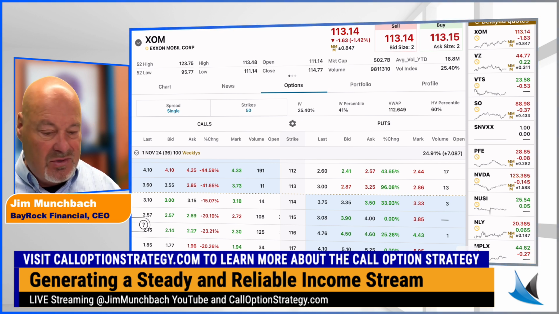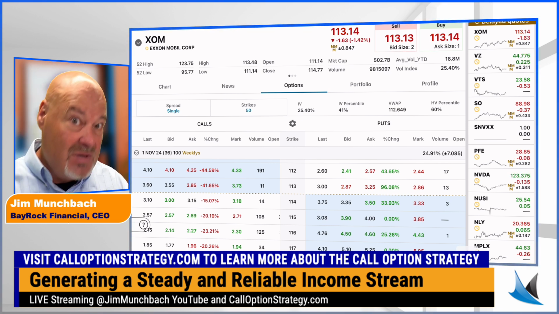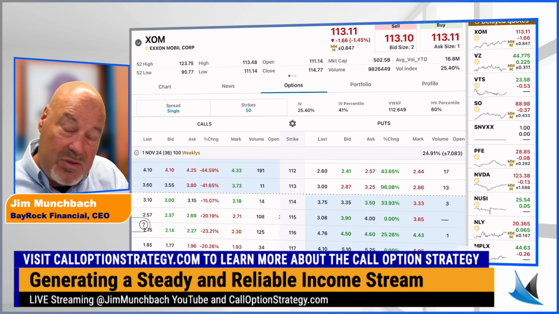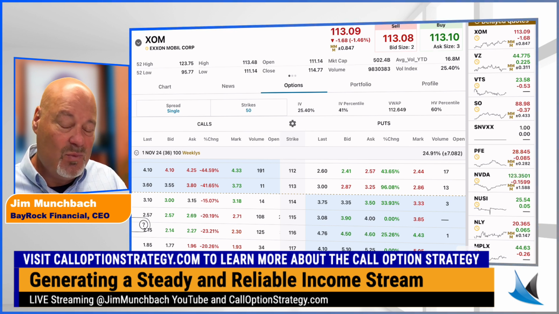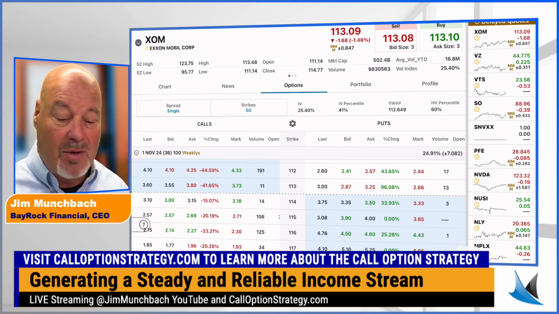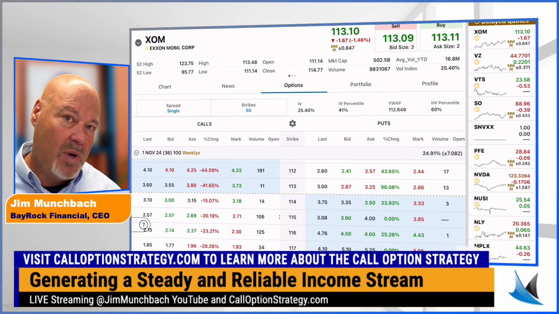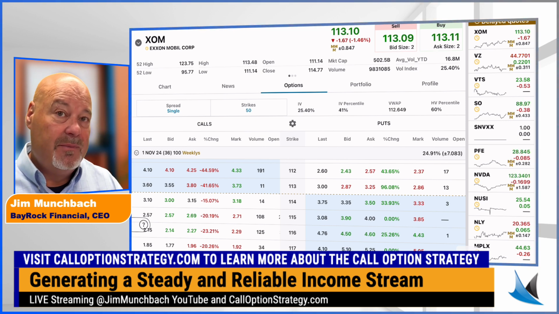ExxonMobil. So now if it drops another $5 or $10 and I use this strategy, if I had enough money, I would do it again. I would even sell some more put options, maybe another couple contracts. But this is one way to get into a position.